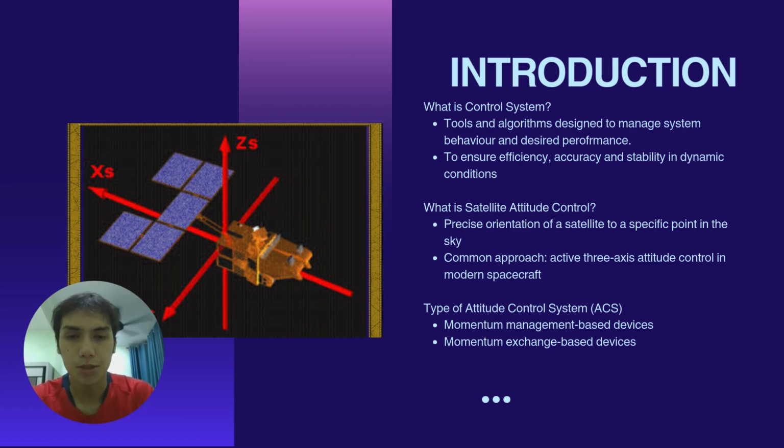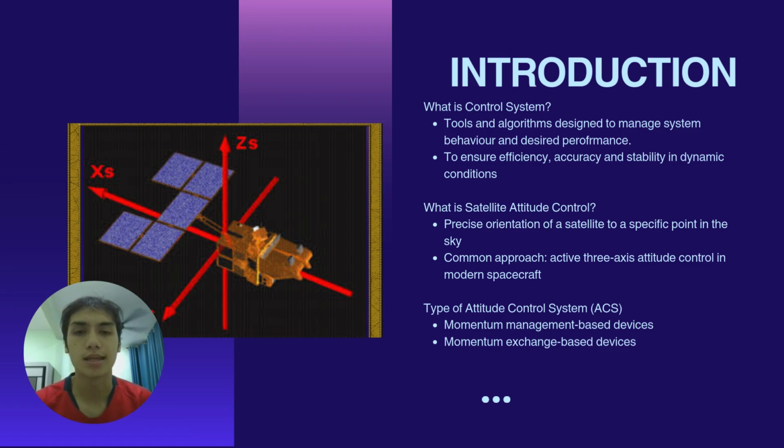Assalamualaikum. So my name is Wan Mahdi bin Wandawan and my metric number is 171771. So right now I'll give you a brief introduction about our project, which is satellite altitude control system. But first of all, we need to know what is control system. So control systems are tools and algorithms designed to manage system behavior and design performance. This is to ensure efficiency, accuracy, and stability in dynamic conditions.